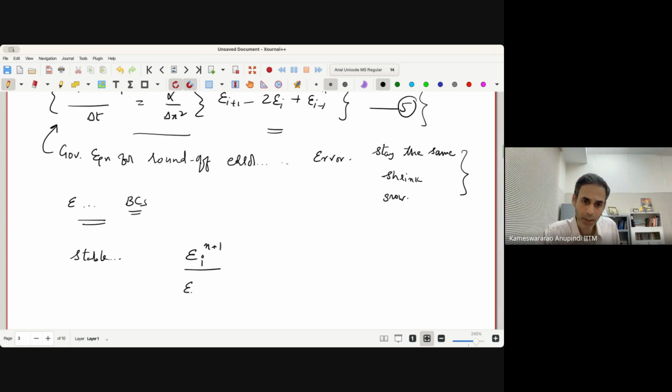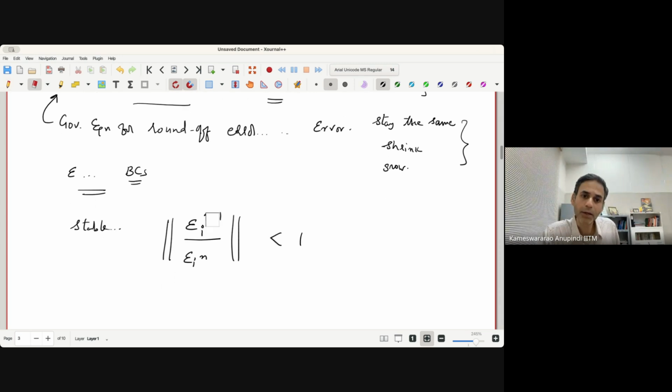So what we are interested in is that the method will be stable if the absolute value of epsilon I at n plus 1 divided by epsilon I at n is less than 1. If this is less than 1, that means the error at n plus 1 is not growing with respect to the error at n. Then this is a stable method. If it is greater than 1, this is an unstable method. Equal to 1 is basically neutral, which is stable.